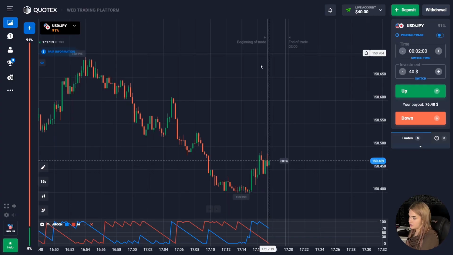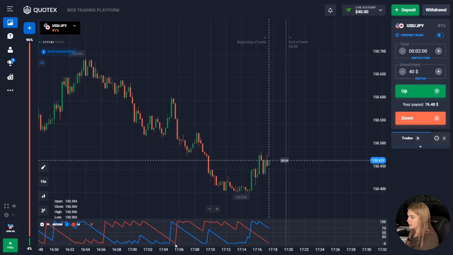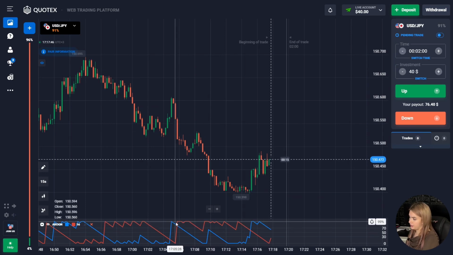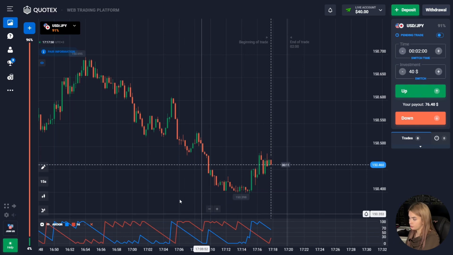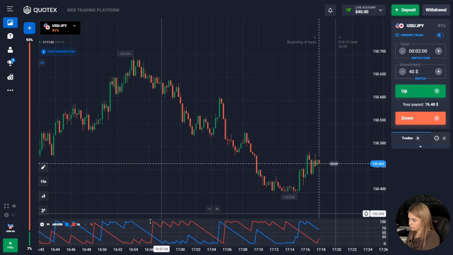Let's finally start because now I'm going to explain everything. So guys, as you can see, this indicator is located at the bottom of the screen and consists of red moving averages that are responsible for the downtrend and a series of moving averages that are responsible for the upward movement.